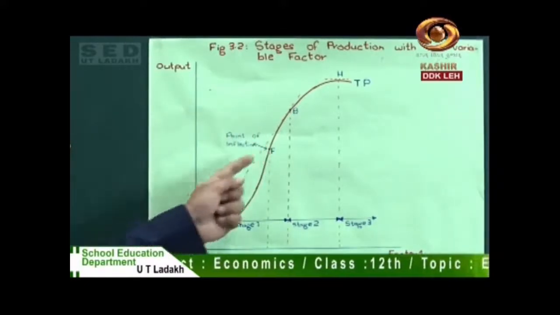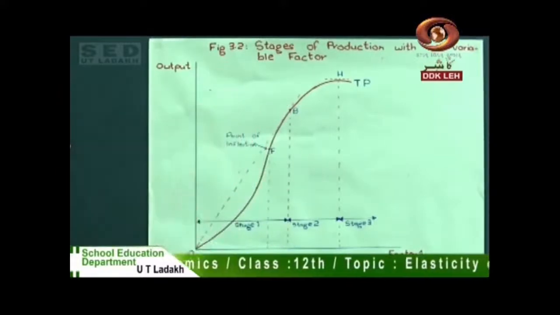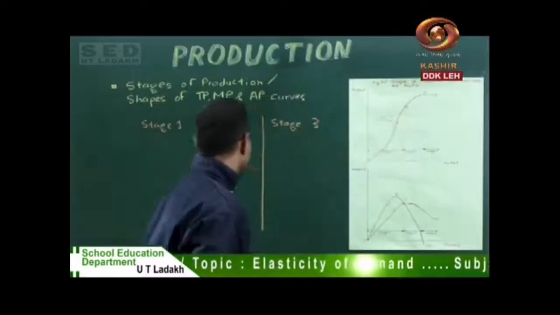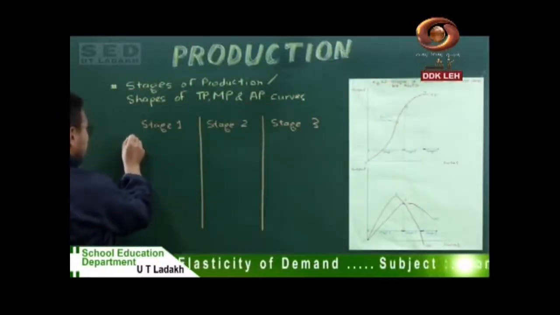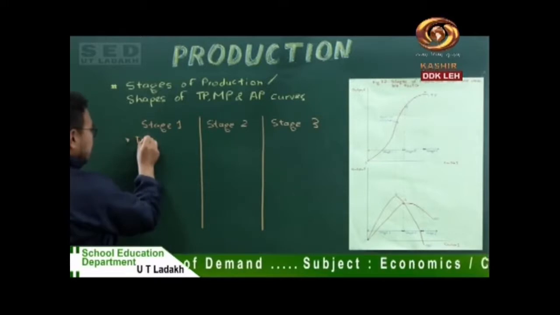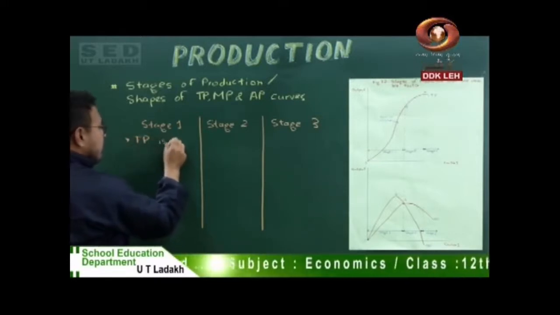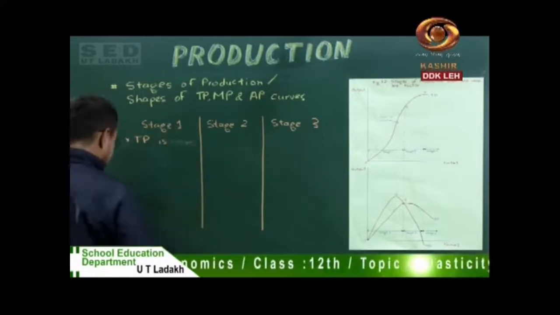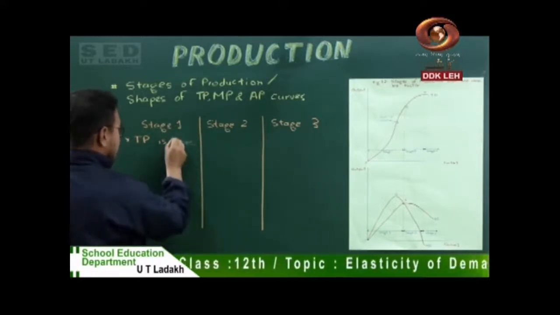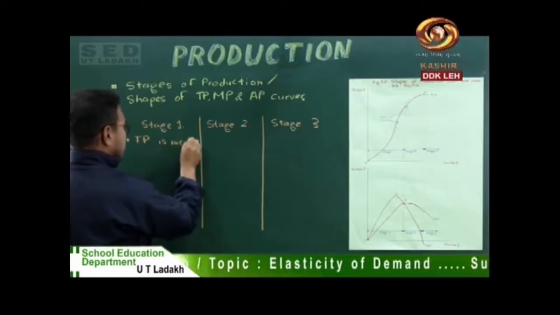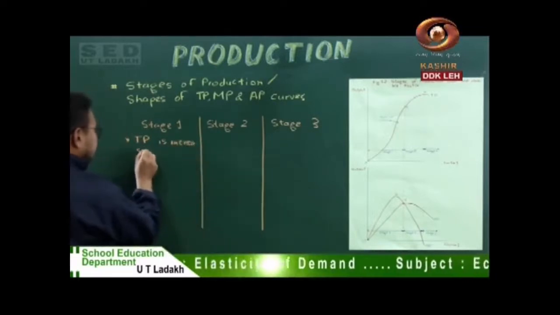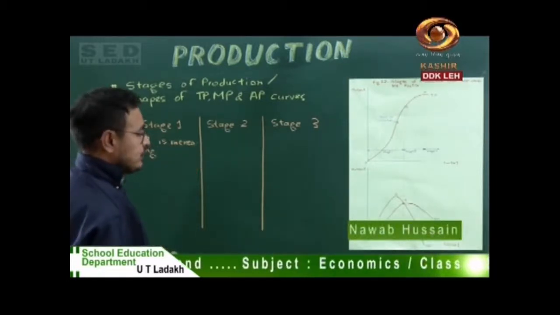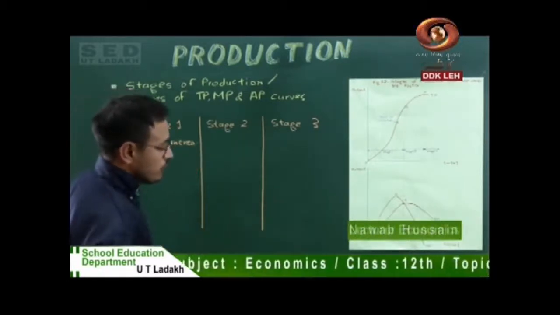That's the point. Beyond F, it is now increasing, but the rate is diminished. Up till F, it is increasing at increasing rate. So as a whole, TP is increasing. Initially it is increasing at increasing rate, then it is increasing but at diminishing rate.